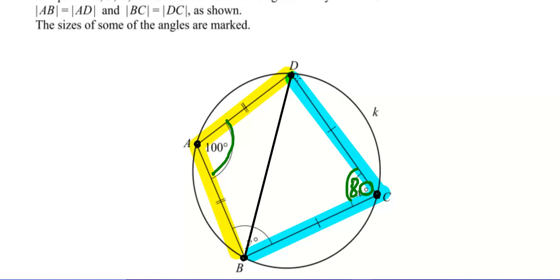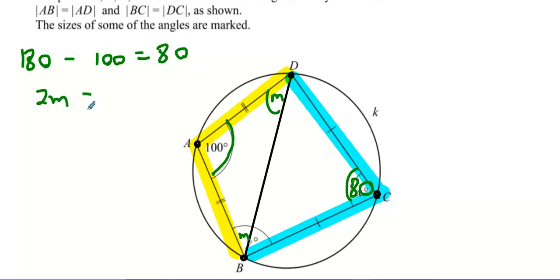Now here's the trick. What type of triangle is the yellow one? The yellow one is isosceles. That means that this angle here, angle M for argument's sake, is the same as this one here. How many degrees am I short? 80, shared on each one. So what you're going to have to write is 180 take away 100 is 80. Then you say 2M equals 80, or just divide by 2. M equals 40. 40, 40.